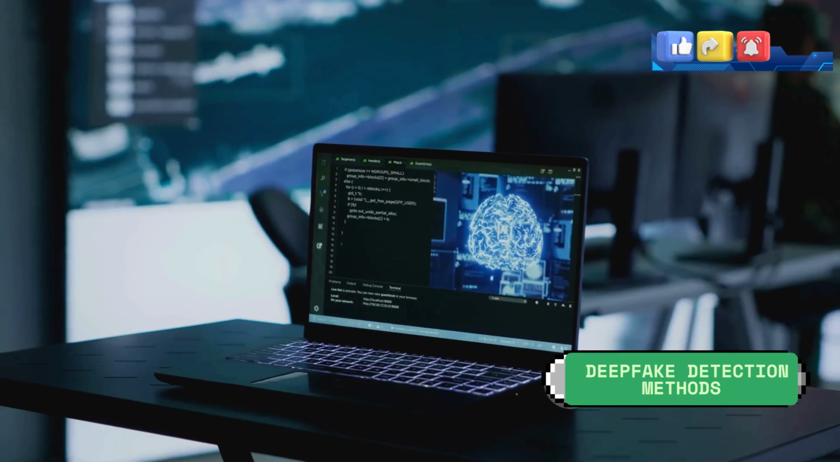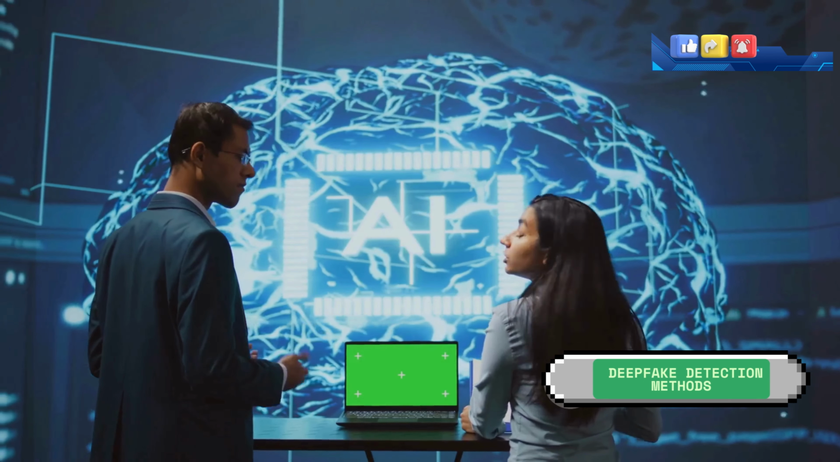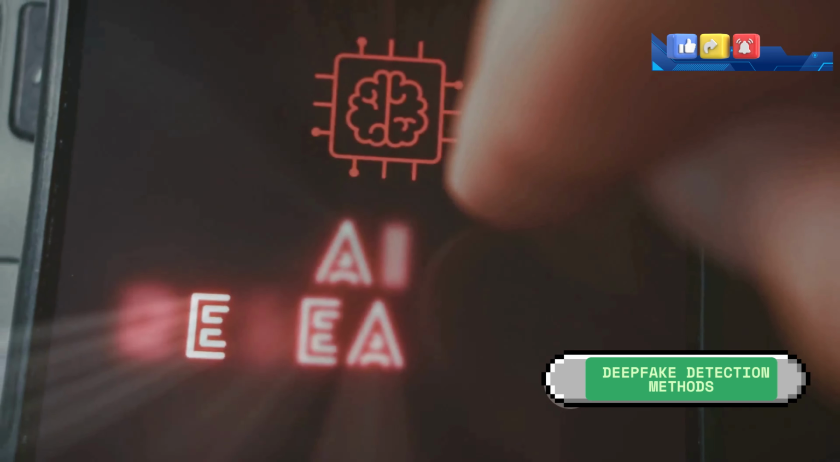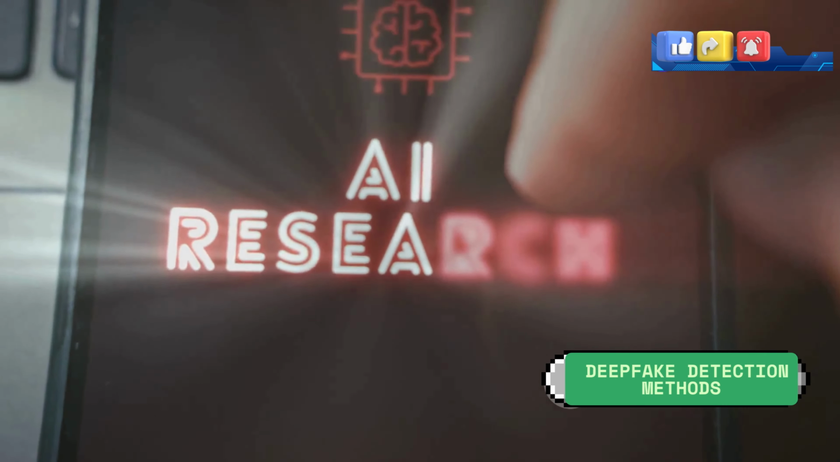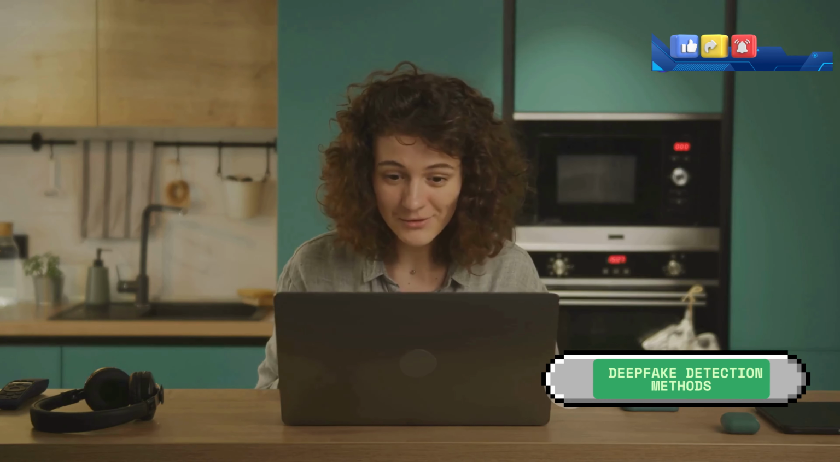The tech behind it is wild. It's called a GAN, a generative adversarial network. It's basically two AI systems duking it out. One creates fake content, the other tries to detect it. The more they spar, the better the faker gets at fooling everyone, including us.